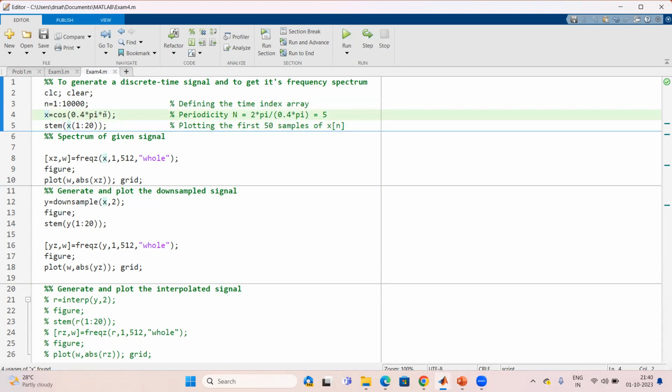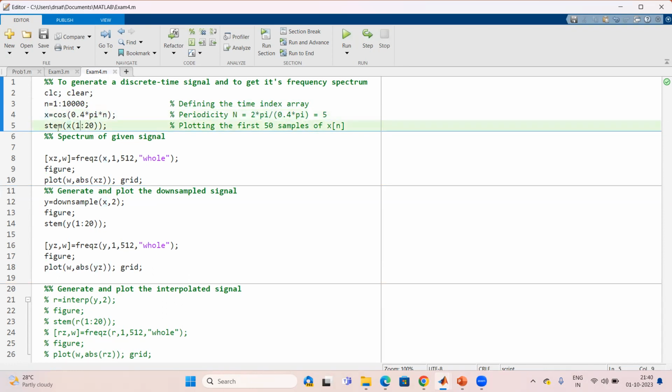So here you can see this periodicity. If you calculate n equals to 2 into pi divided by 0.4 into pi, it will be coming out as 5. Okay, so its periodicity will be 5. So because we have taken n equals to 1 to 10,000 samples, I'm not going to plot all these 10,000 samples, okay? So just to see this discrete time signal, I have just taken first 20 samples.